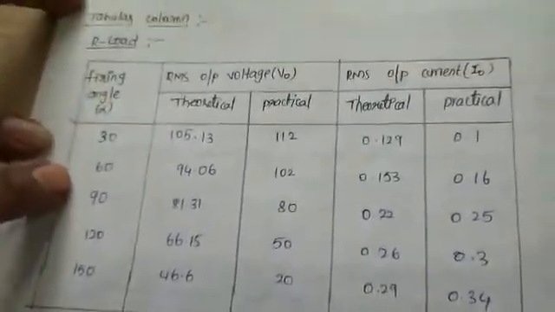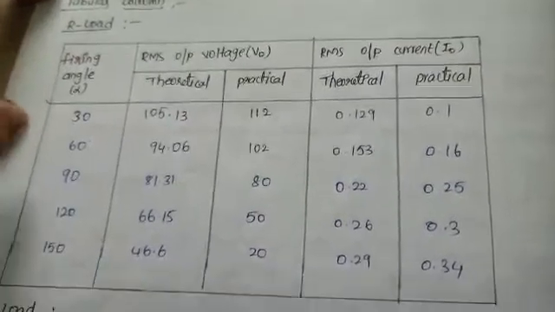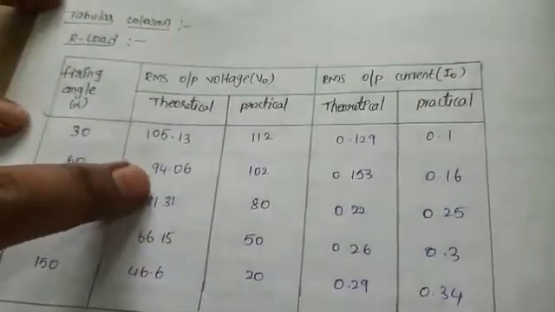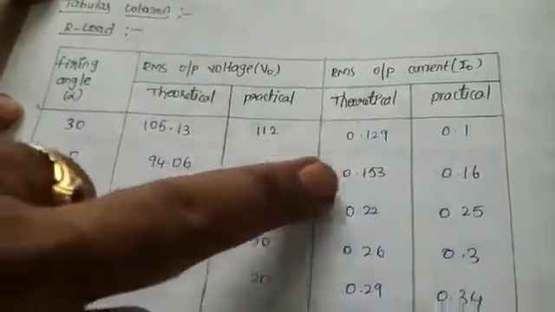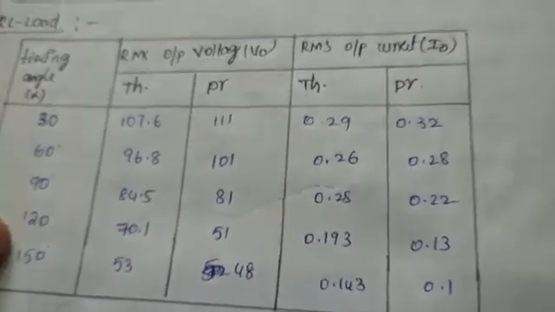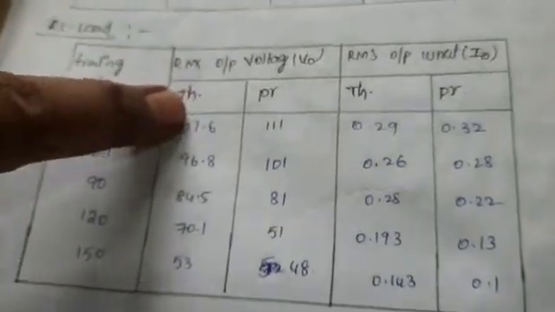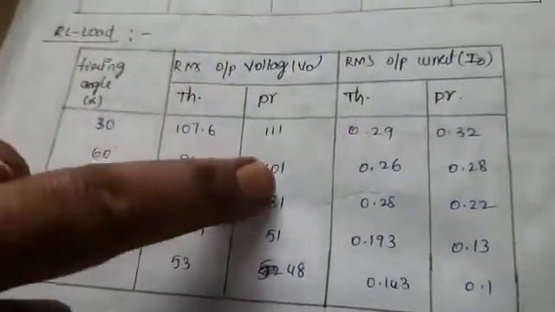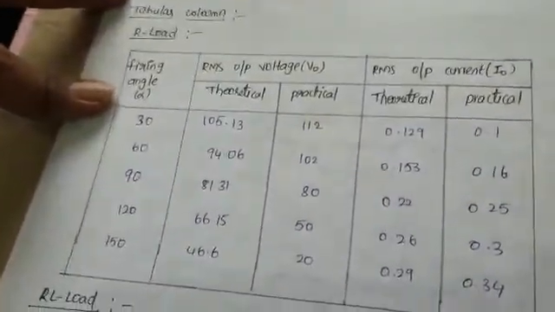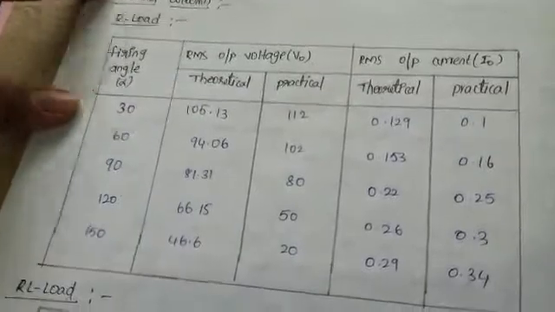Then you can see the table columns for R load and RL load. For R load we are taking 30, 60, 90, 120, 150. These are the theoretical values, these are the practical values. Similarly, for RL load we are taking the same firing angles, with theoretical and practical values. So these are the readings. By seeing this video, you just copy them into your record.